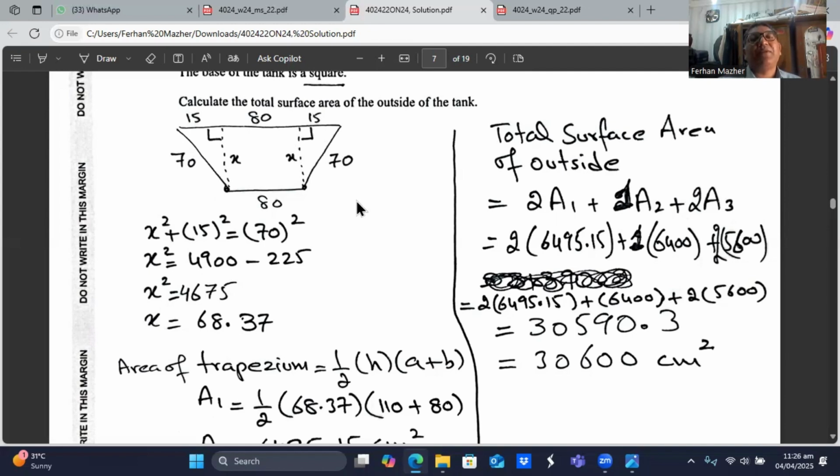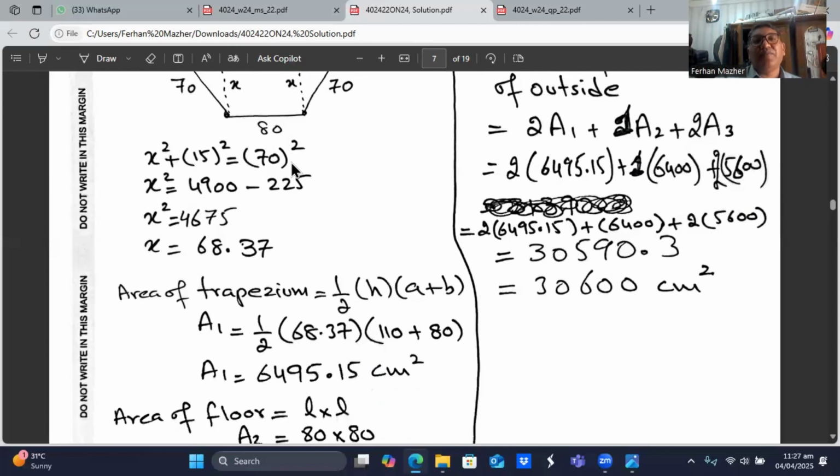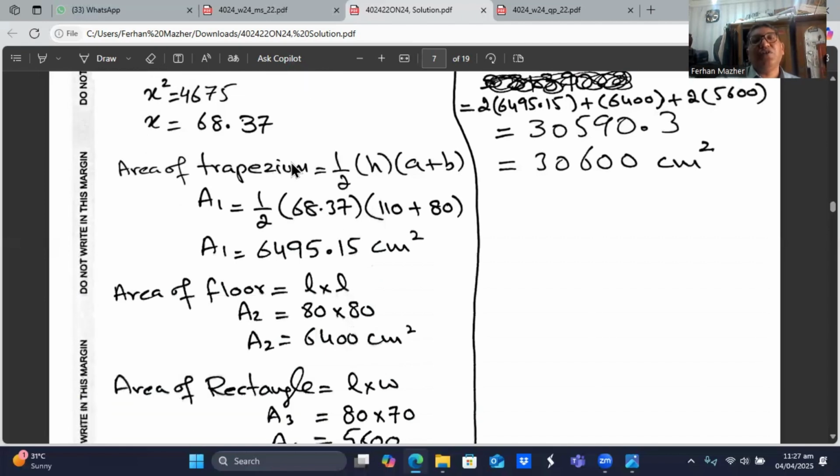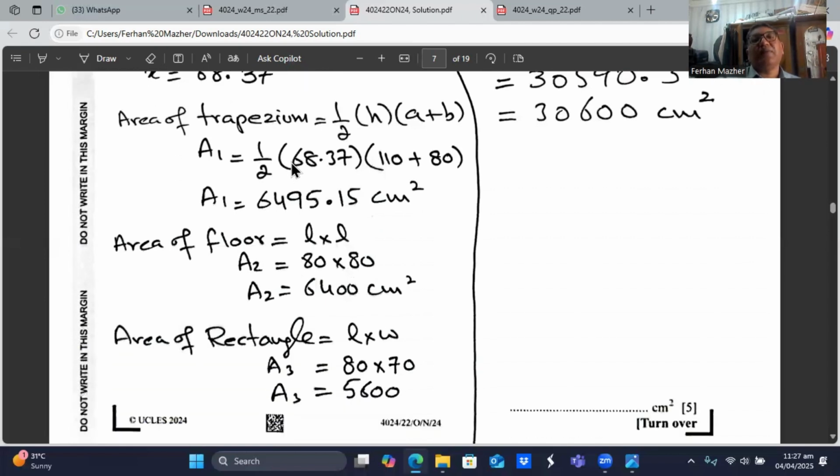I will apply Pythagoras here. So the base square plus the perpendicular square equals the hypotenuse square. So x square will be equal to 4900 minus 225. So it will be 4675. Take square root on both the sides. So x will be 68.37. So the height of the trapezium will be 68.37.